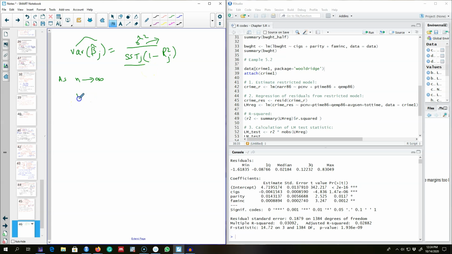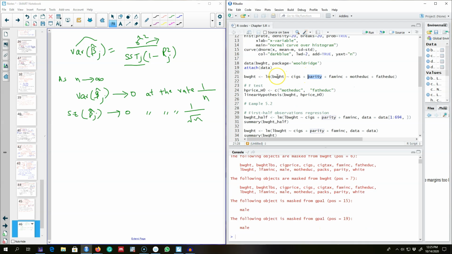And as n goes to infinity, we're going to see that the variance of beta j gets closer and closer to 0 at the rate of 1 over n. And this implies that the standard error of beta j will go towards 0 at the rate of 1 over the square root of n. And this is what I'm going to show you using an example.